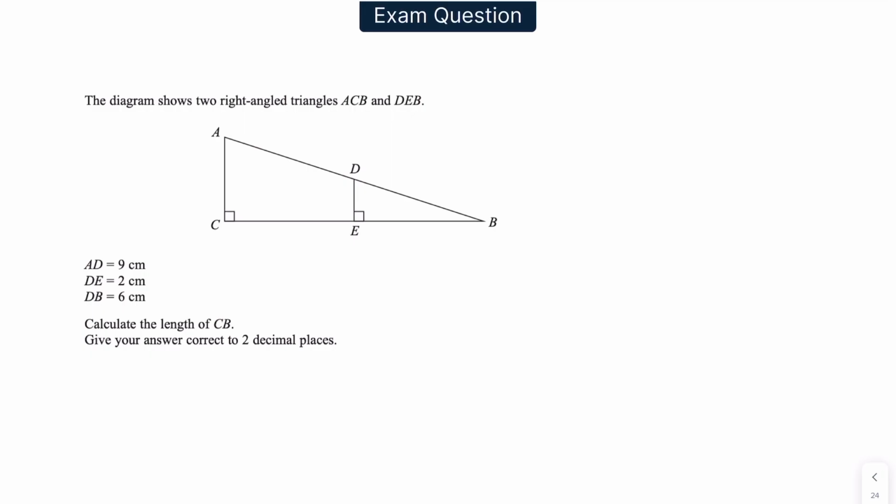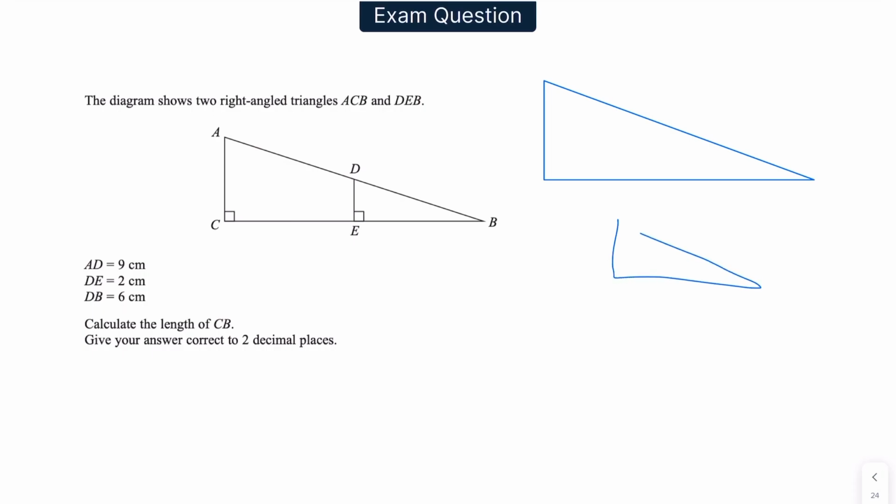So with this, again, it's the same thing. You need to spot the fact that it's, well, it does say in the question, it shows two right angle triangles, but you do really want to extract the two out. So if I extract the first one, and I extract the second one, not sure what happened there. There we go. So E, B, and D, and then we have A, C, and B.